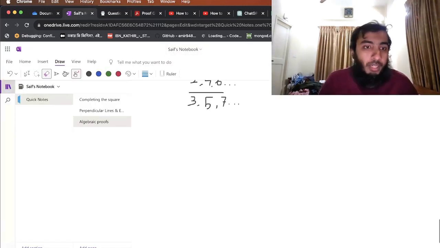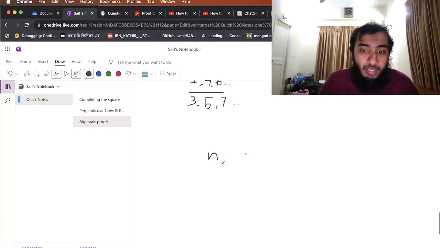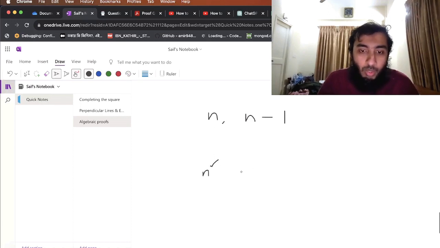So if I go to my notepad and use the pen tool, let's say these two consecutive numbers are n and n − 1. So the difference between the squares of these two numbers, the square of n is n², and the square of n − 1 is (n − 1)². You have to prove that this expression is the same as the sum of these two numbers, which is n + (n − 1).